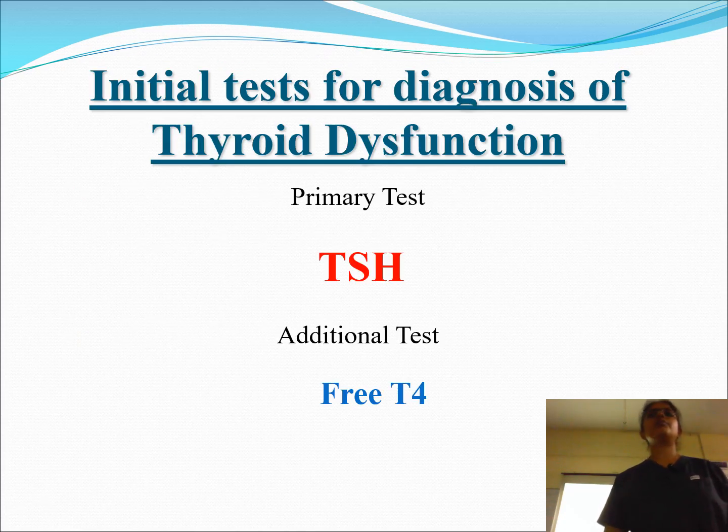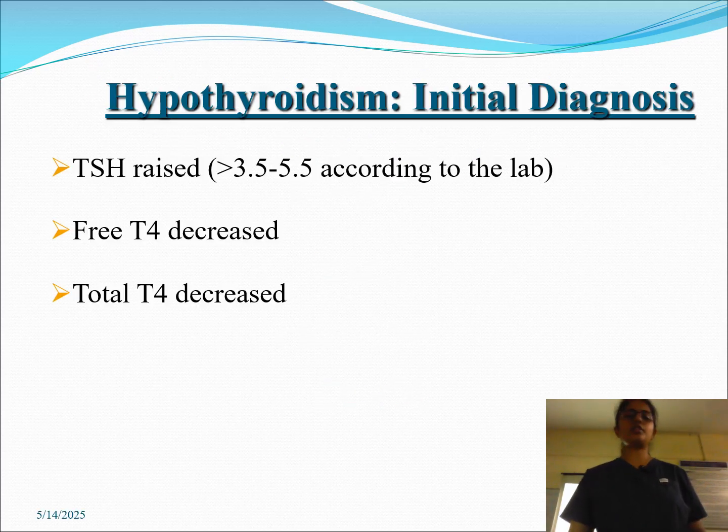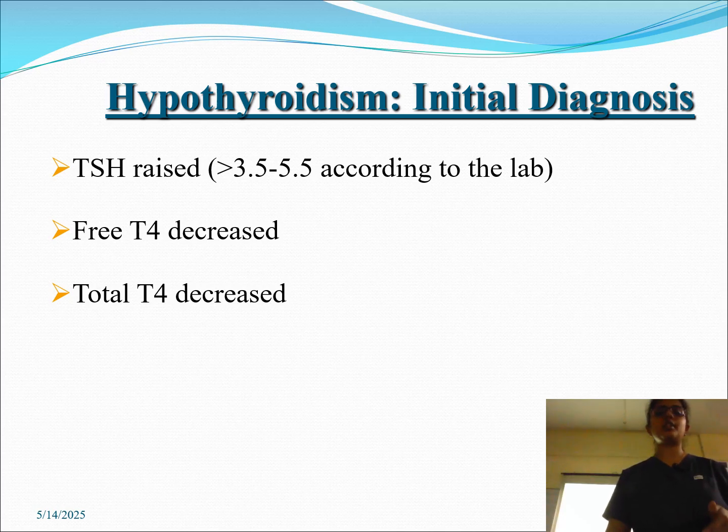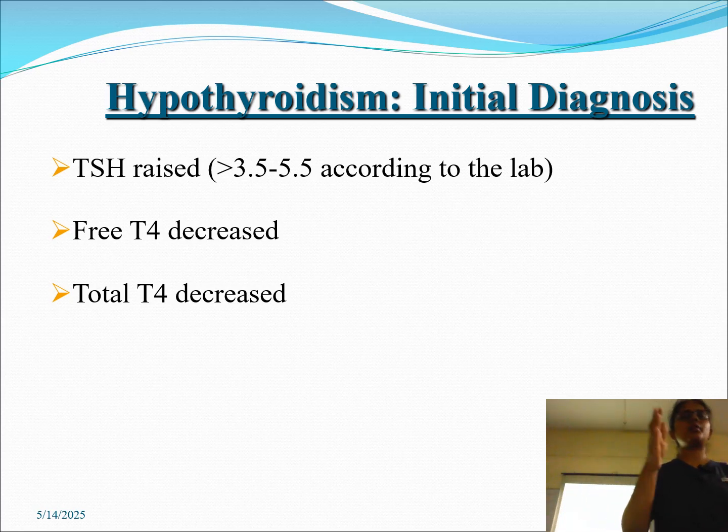How can you diagnose thyroid disease? As the initial test, you should always do TSH. If it is deranged, then you should do the free T4 test. In hypothyroidism, you will see TSH is increased due to decreased thyroid hormones. Due to the negative feedback mechanism, decreased thyroid hormones act on the pituitary and hypothalamus, so TSH is increased. So you will always have raised TSH in hypothyroid patients. And free T4 is decreased, and total T4 is also decreased.